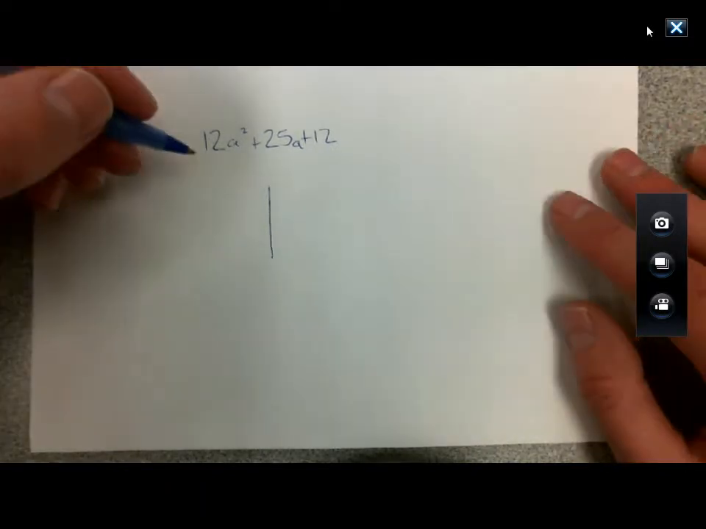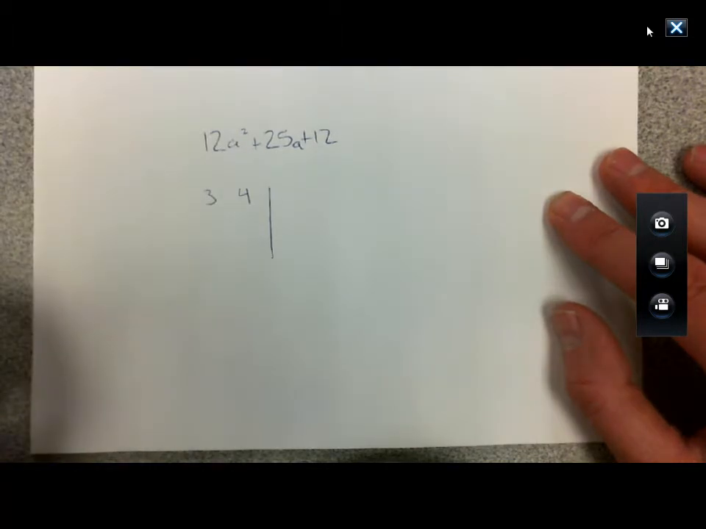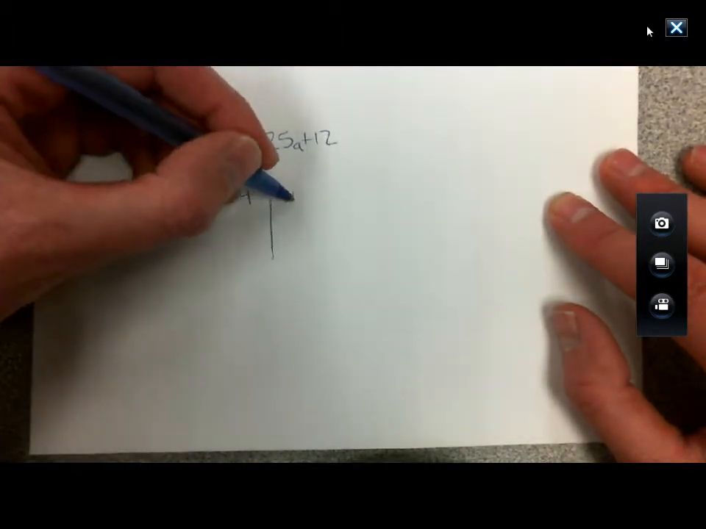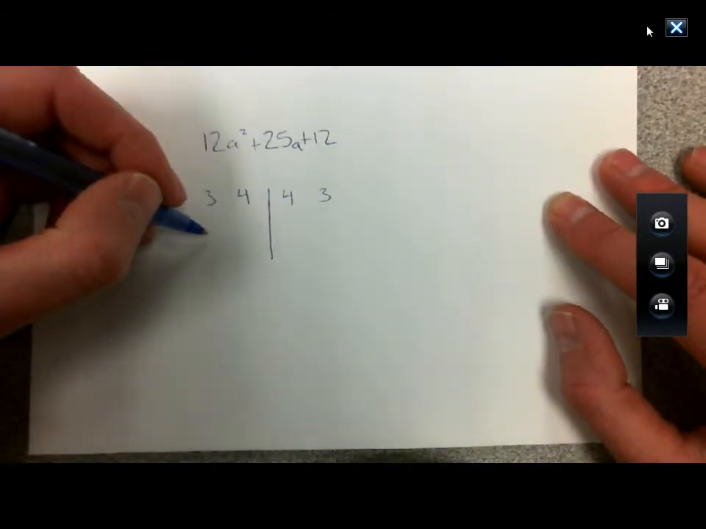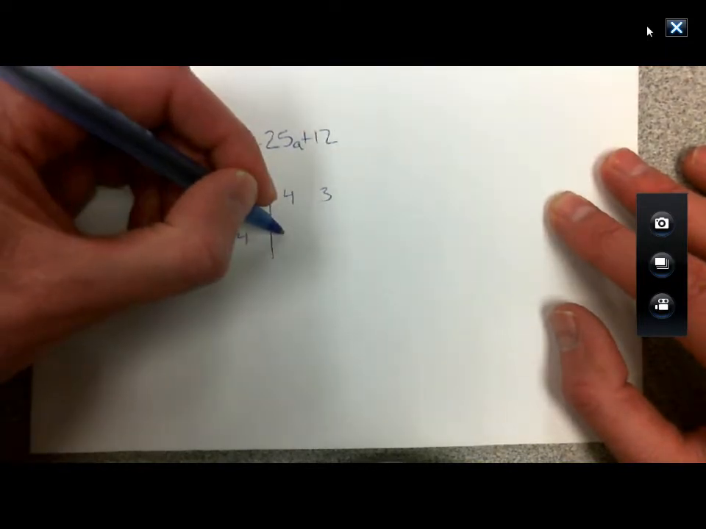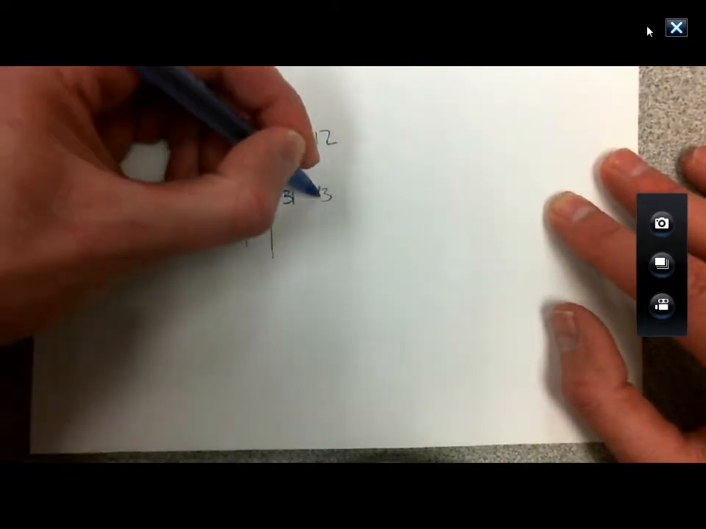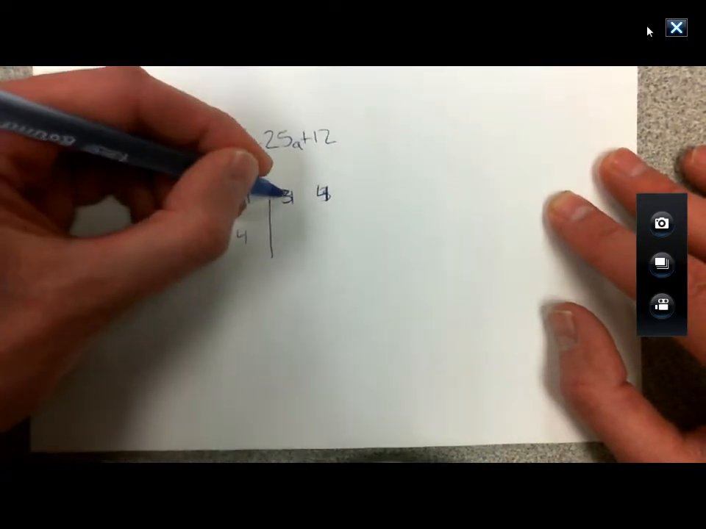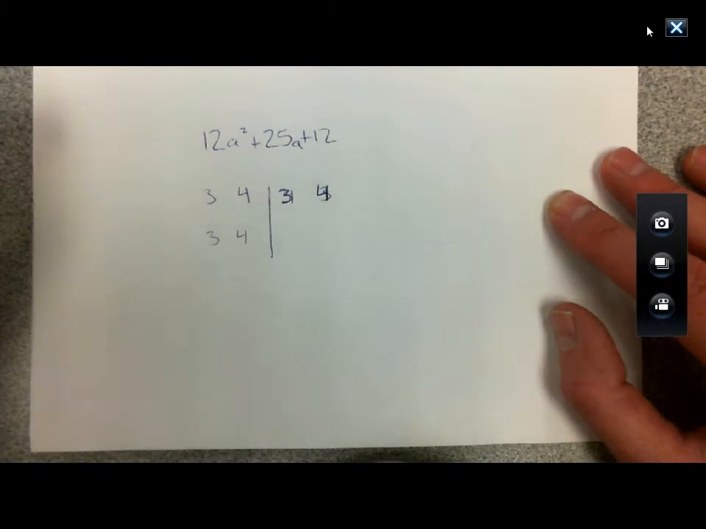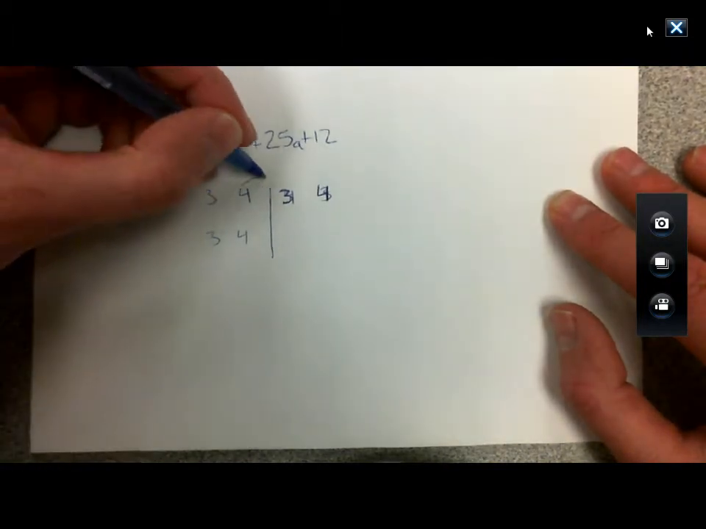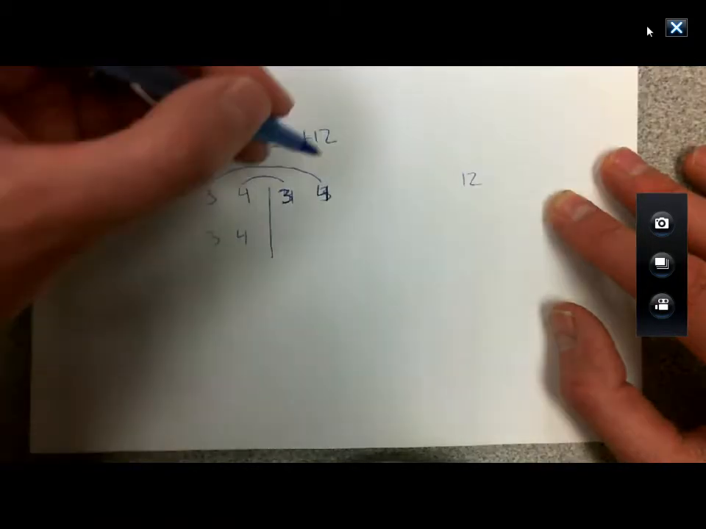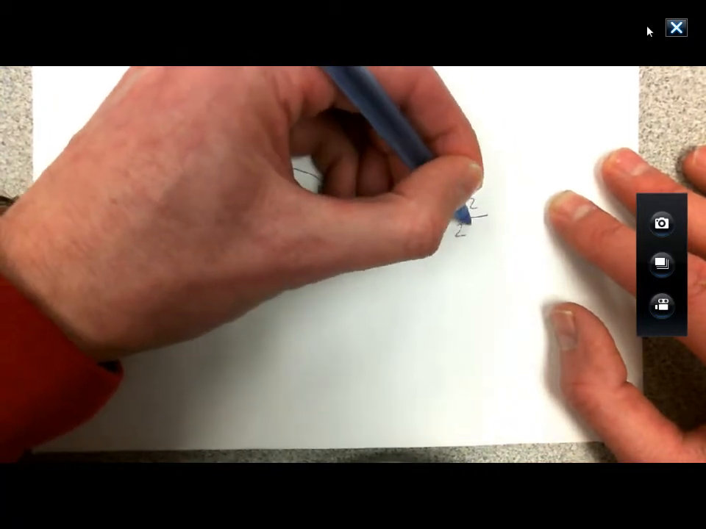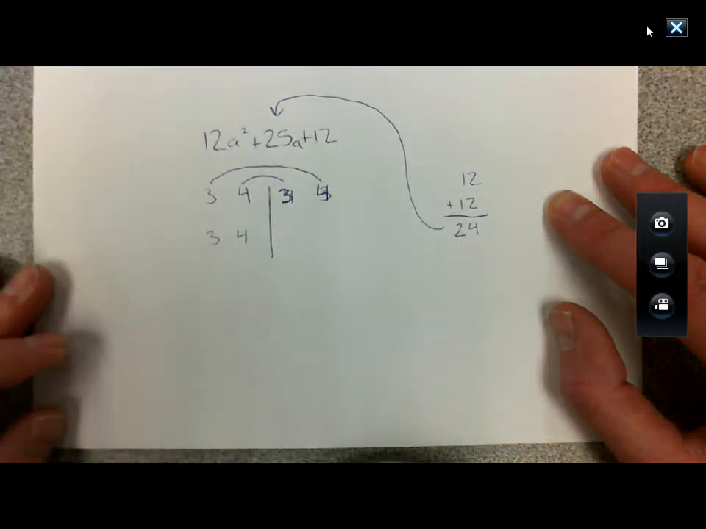So for 12, I guess we would have 3 and 4. And for 12, again, 4 and 3. And you know what, just for funsies, I'm going to put 3, 4, 3, 4 to start with here. So I'm going to change my mind on the first row here. If we do the rainbow then, do 4 times 3 and 3 times 4. 3 times 4 is 12. 4 times 3 is 12. If I add those together, I'm hoping that matches with 25.